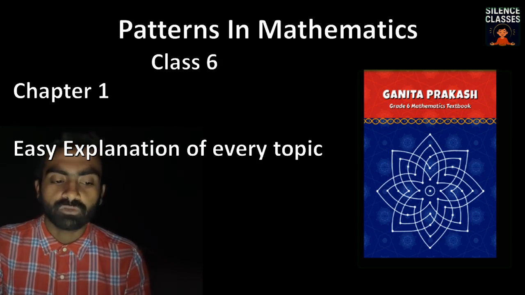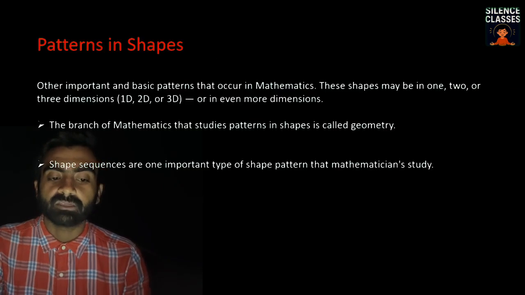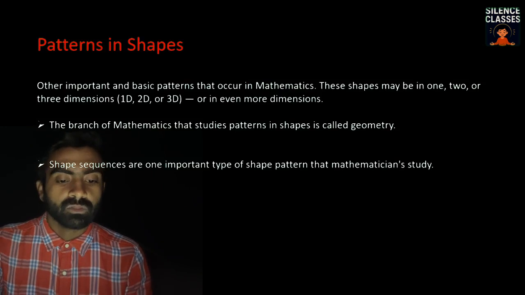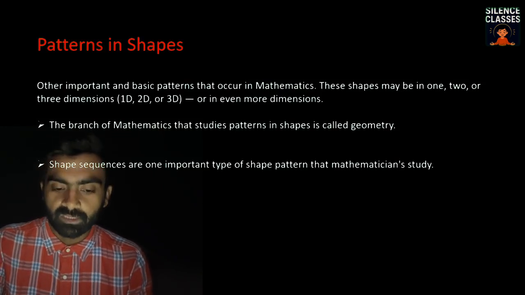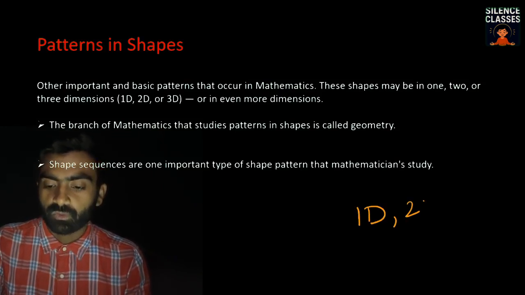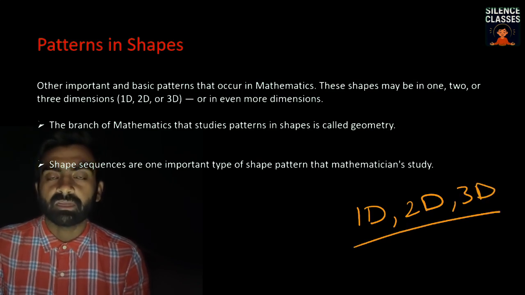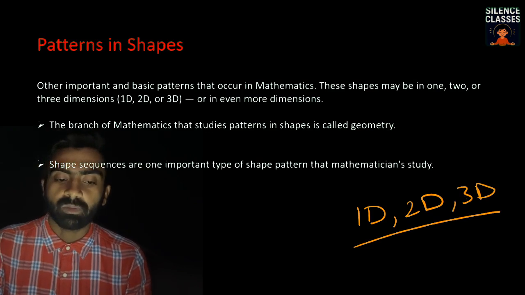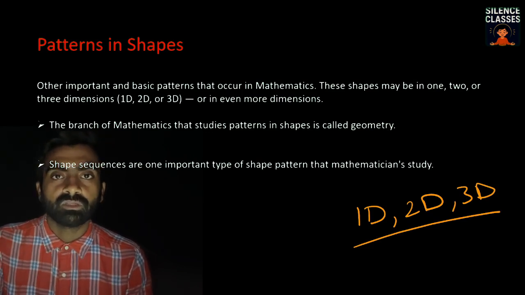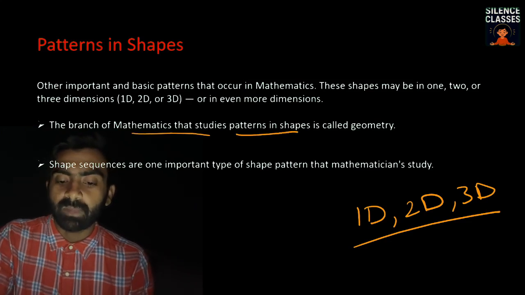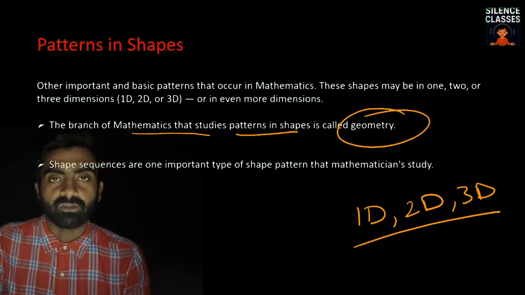Now let's move to the next topic. What's the topic? That is patterns in shape. Now we are talking about the shape in this particular part. These shapes can be of 1D, 2D and of 3D. There can be many patterns which can be more than 3D, but in this particular chapter we will talk about only the 2D or 3D patterns. The branch of mathematics that studies patterns in shapes is known as geometry.